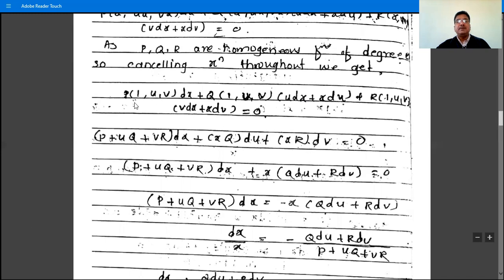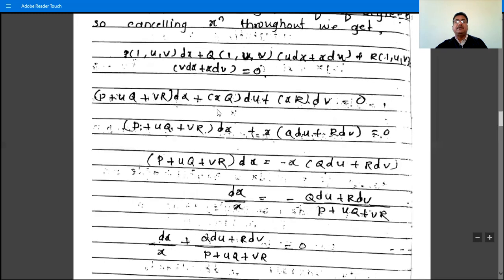So after simplification, we collect the coefficient of dx, collect the coefficient of du, and collect the coefficient of dv. So the coefficient of dx is what? P. Here is P, and another coefficient is u into q, and another coefficient is r into v. These are the coefficients of dx, and the coefficient of du is what? x times q. And the coefficient of dv is x times r.